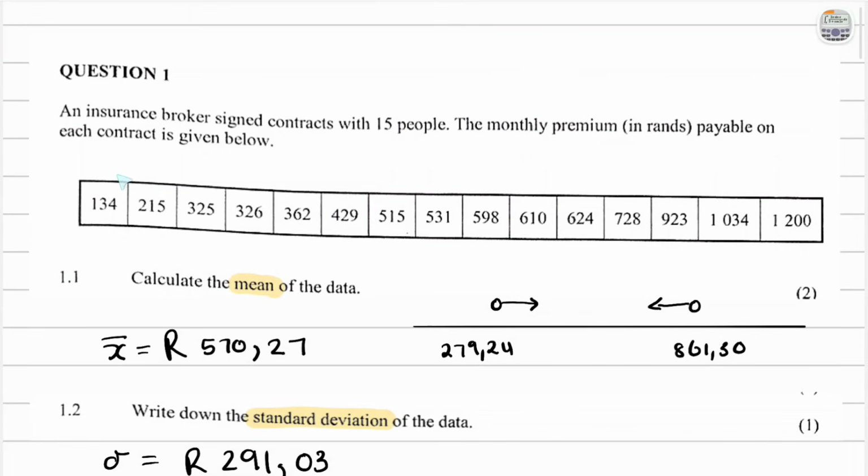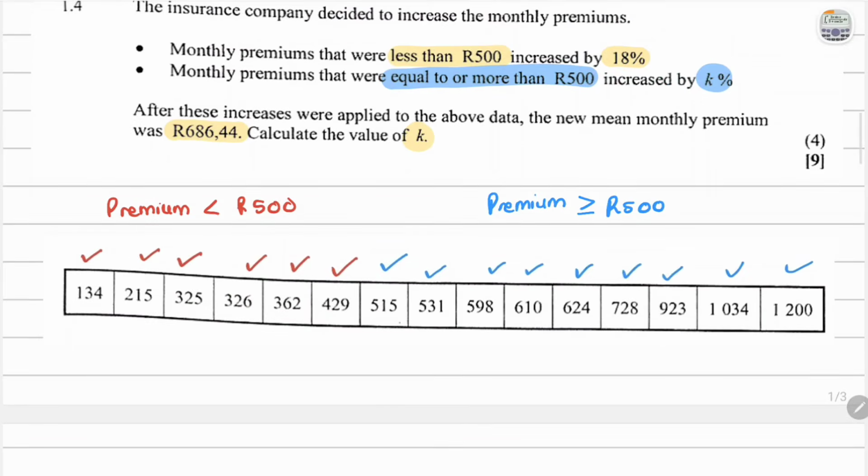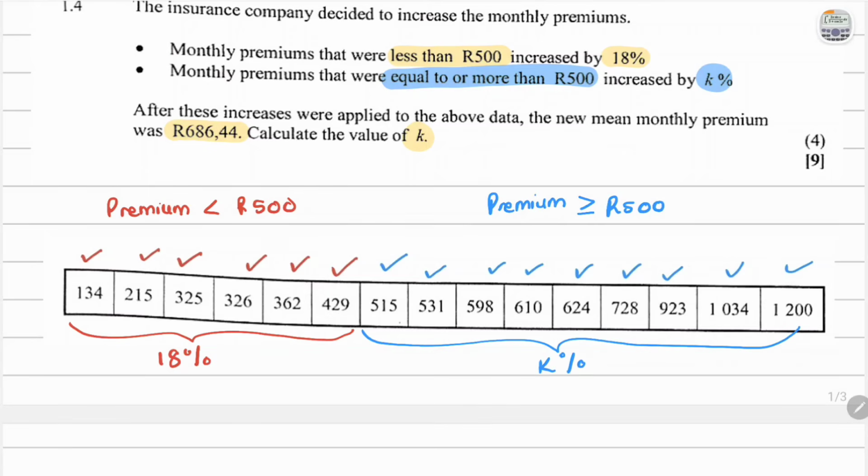So less than 500 would be all of these, as long as you don't see 500. There's the 500, so these would be greater than or equal to 500, and it's all of that. You can see that 6 of them are less, and the remaining 9 would be greater. Let's take this down so we can work with it better. These ones are going to increase by 18%, and these ones are going to increase by K%. And we have to find out what K is.